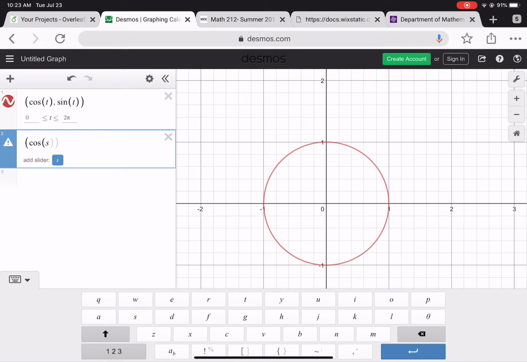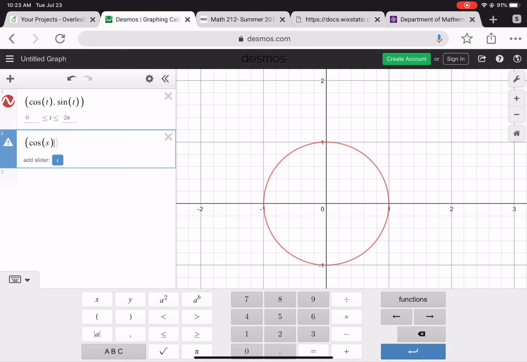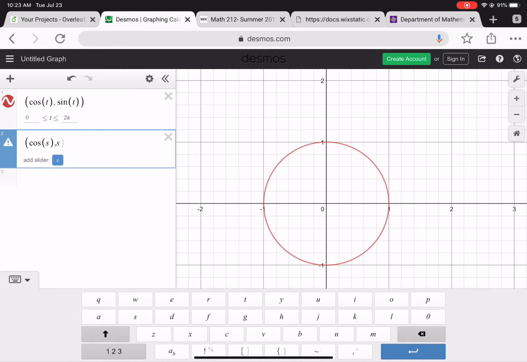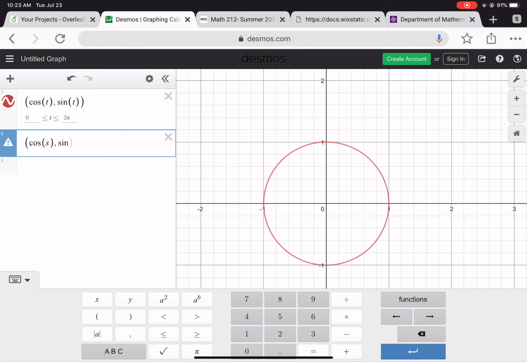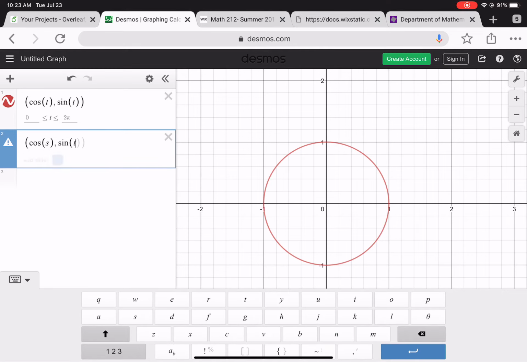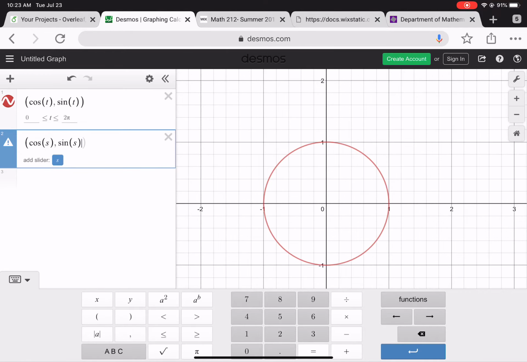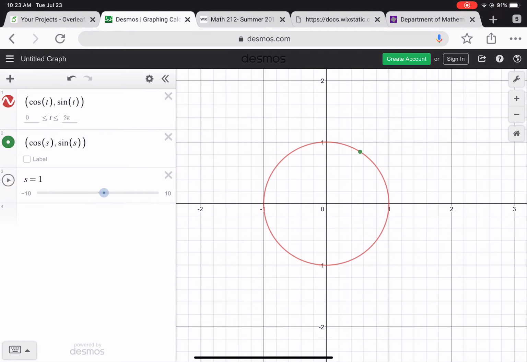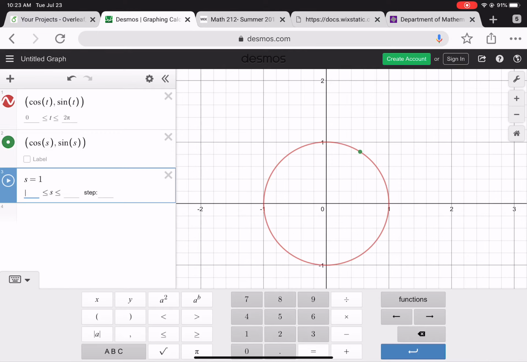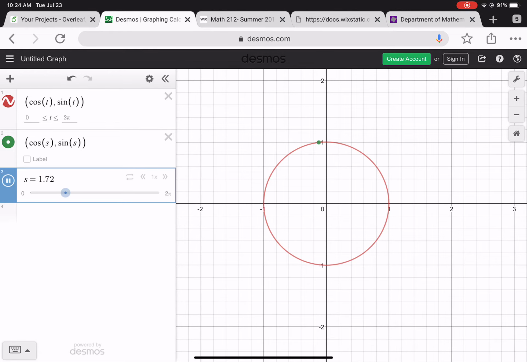So we'll see what it does, right? So this one, comma, sine theta, or t in this case, s, and there you go. And we're going to say that this one will go from 0 all the way to 2 pi. And the step size of this one, let's put 0.01, and we're going to play this.